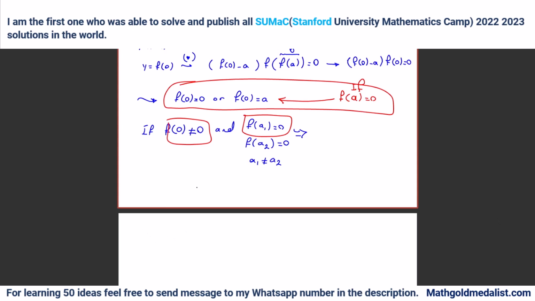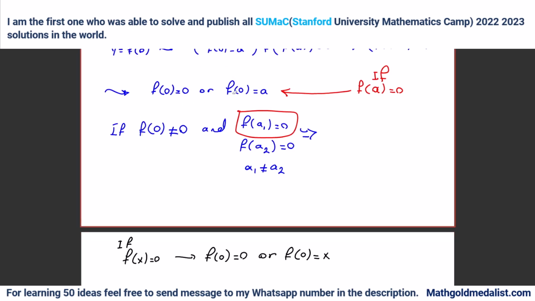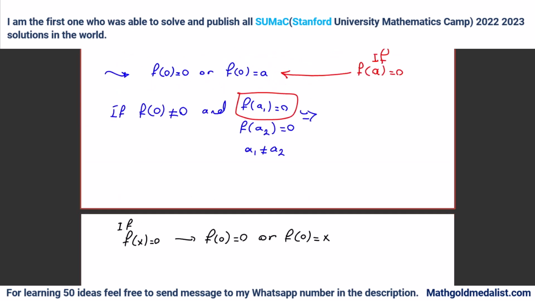So look, you don't need to answer quickly. You can work on this for 5 minutes, then say it. For example, if f of x is 0, we proved f of 0 is 0 or f of 0 is x. Okay? And now we have two things. If f of 0 is not 0 and f of a1 is 0, how can we apply this here? Try first on your own and see what we can reach.